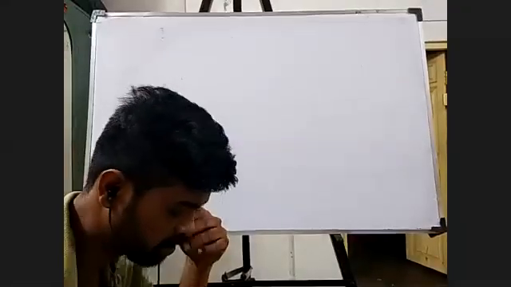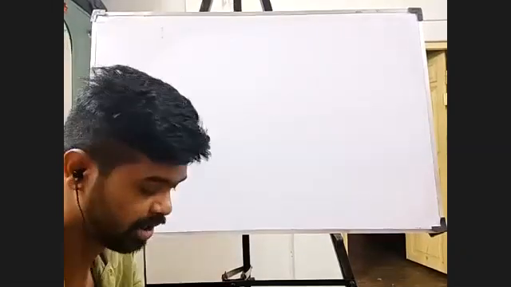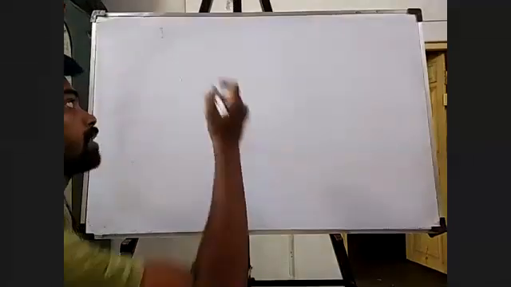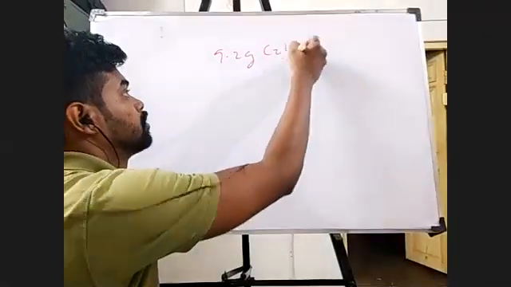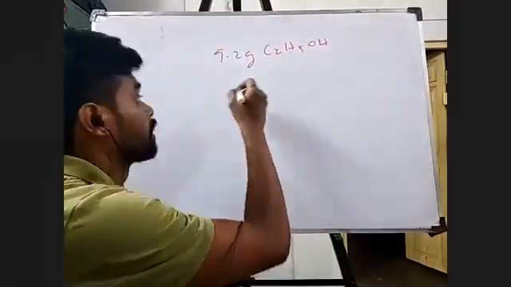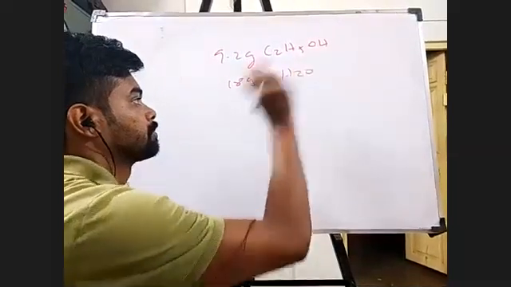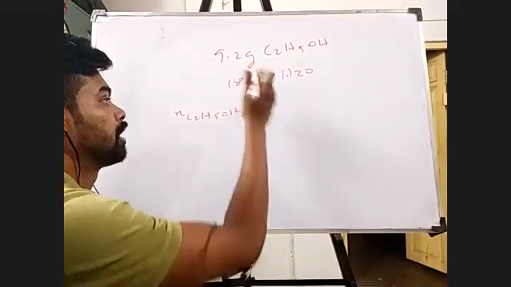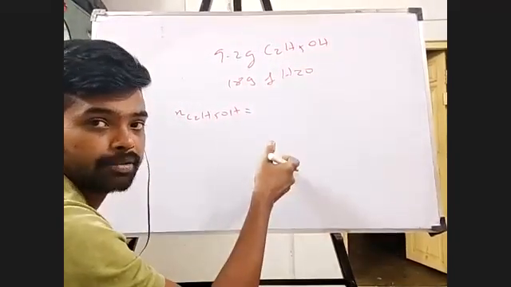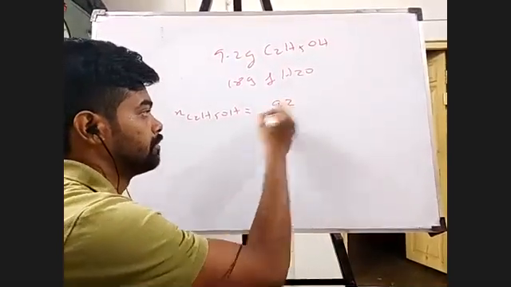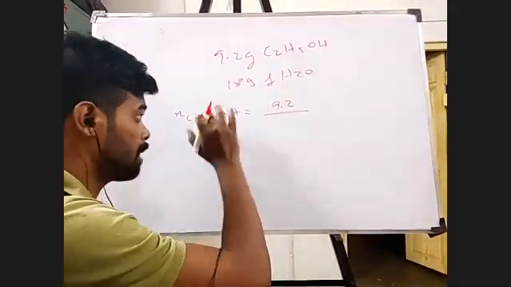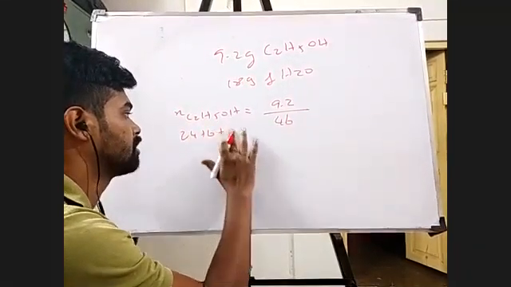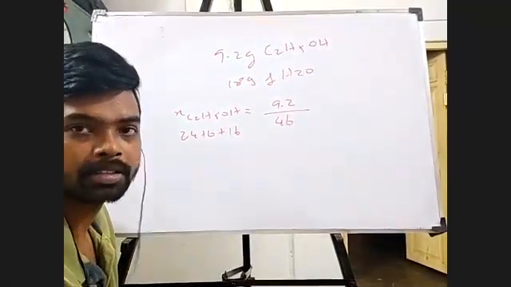0.16. I think it's correct, Ashwant. Okay, fine, we'll check this. So they have given 9.2 grams of C2H5OH and 18 grams of water. First, the number of moles of ethanol, C2H5OH. Given mass by molecular mass is the formula for number of moles. Given mass is 9.2, and the molecular mass of ethanol is 24 plus 6 plus 16, so it will be 46, right?